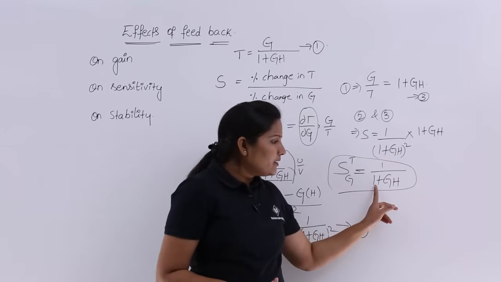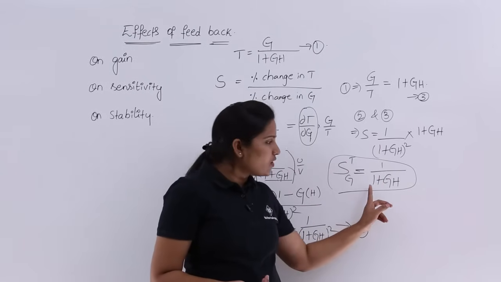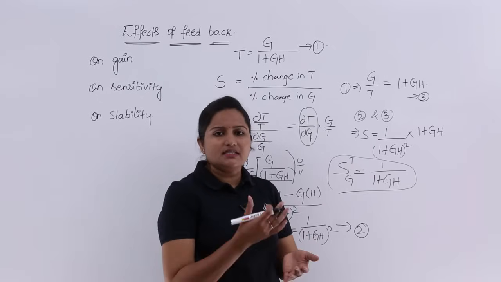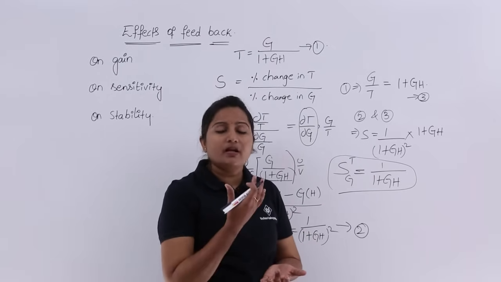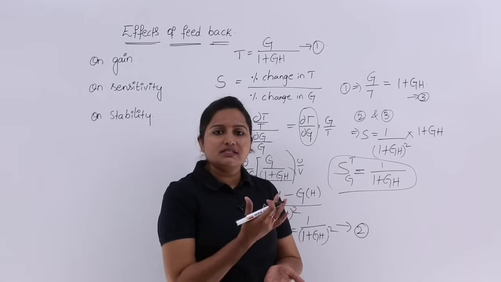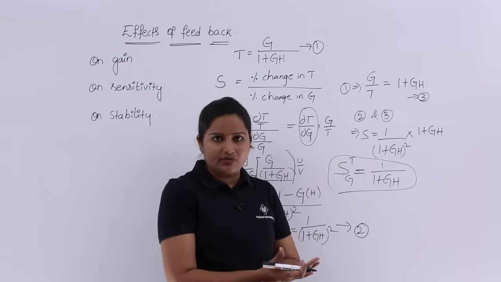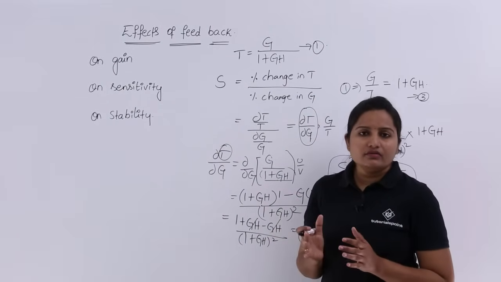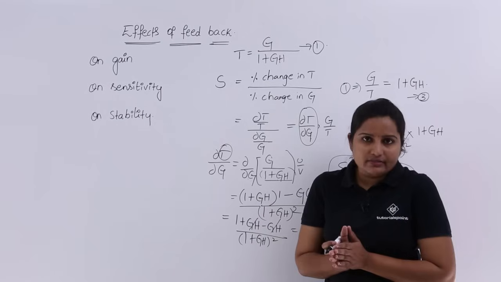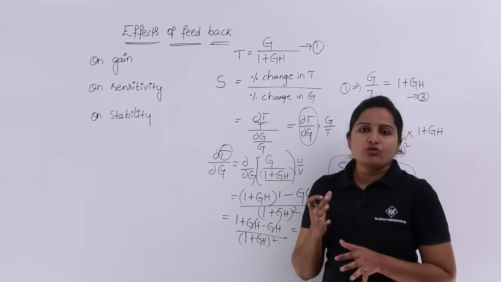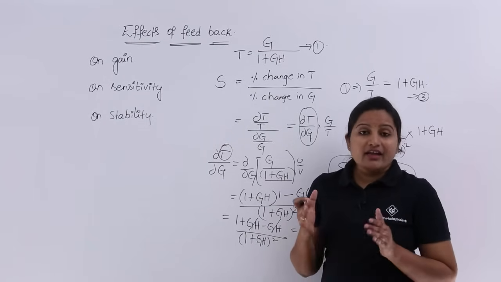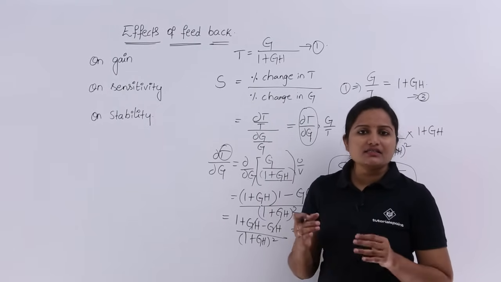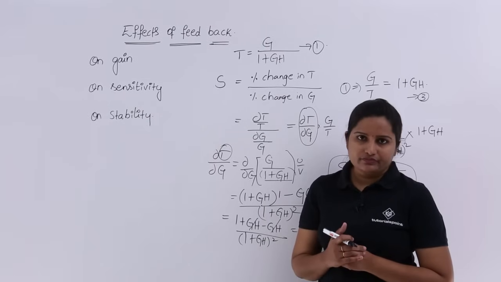So, here the sensitivity is also based on 1 plus gh value. If 1 plus gh is high, sensitivity is going to decrease. If 1 plus gh value is low, your sensitivity is going to increase. So, coming to stability, when can we say the system is more stable? Whenever output is more controllable, whenever our output is in our control, then we can say that system is a stable system.